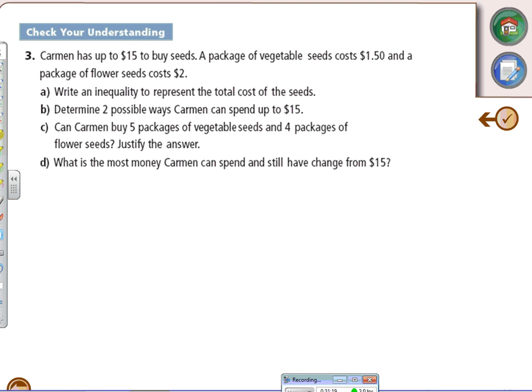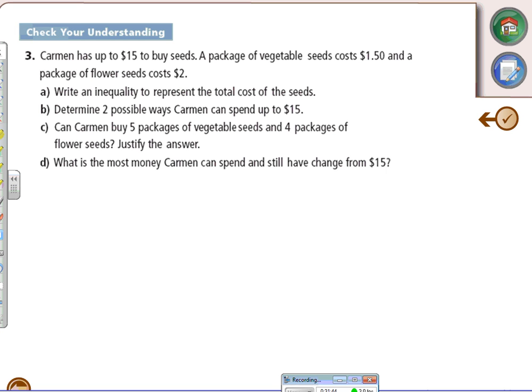All right, so now a realistic problem. These types of problems are more realistic than the systems of equations that you did last year, where things are equal. You have $15 to buy seeds. You don't have to use all the $15. You have up to $15. That makes it an inequality. There are more inequalities in real life than there are equations.